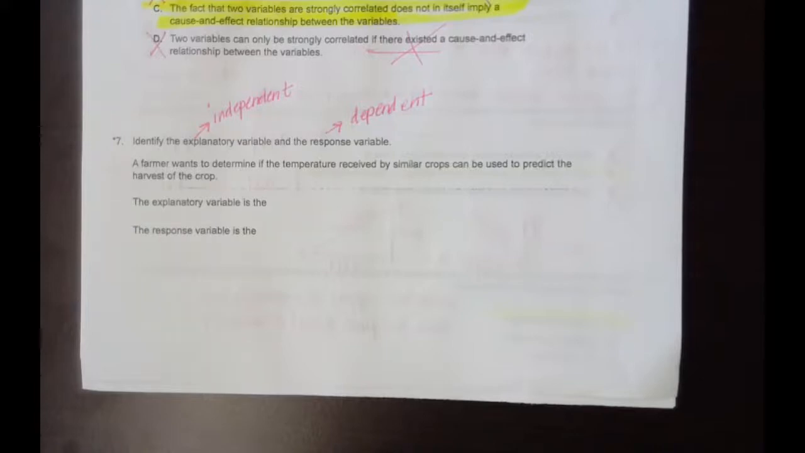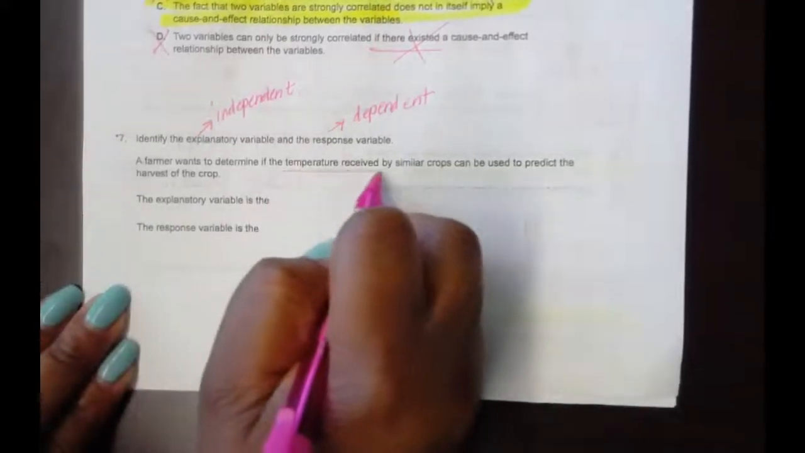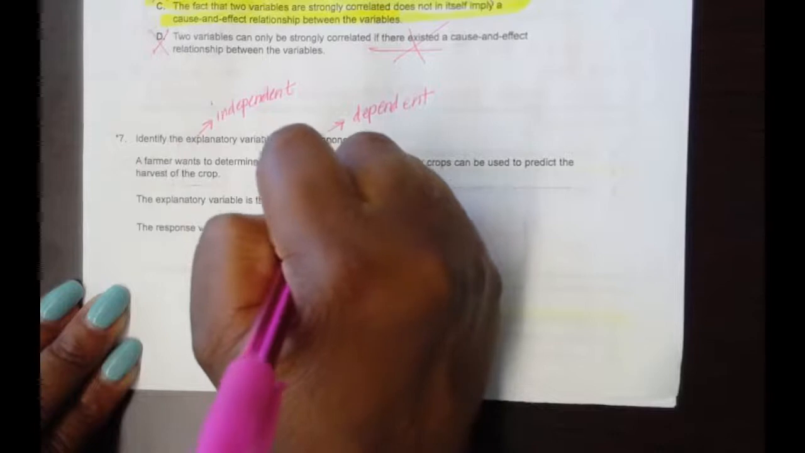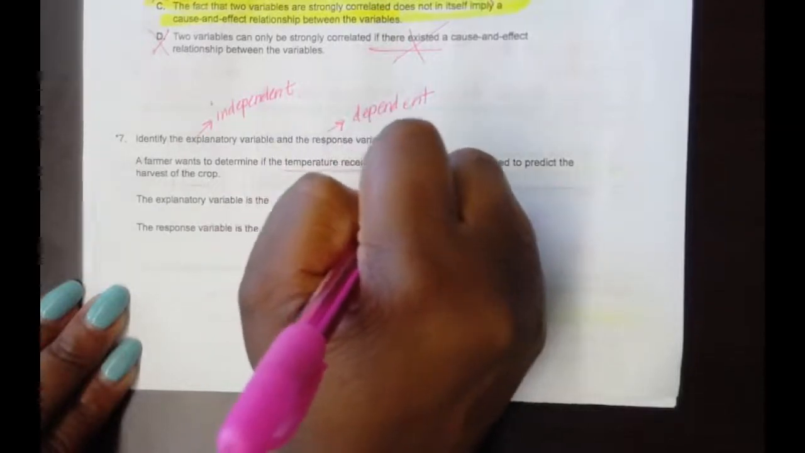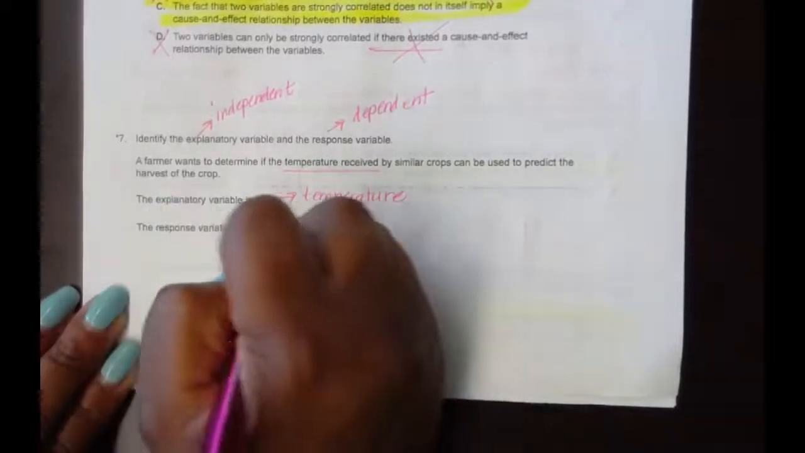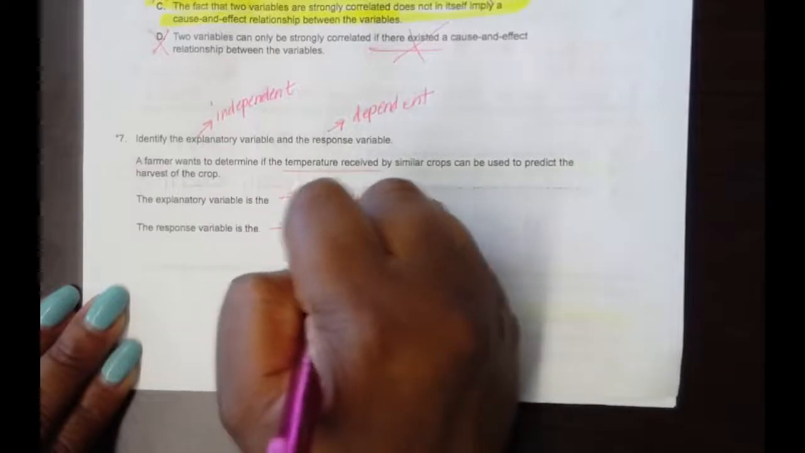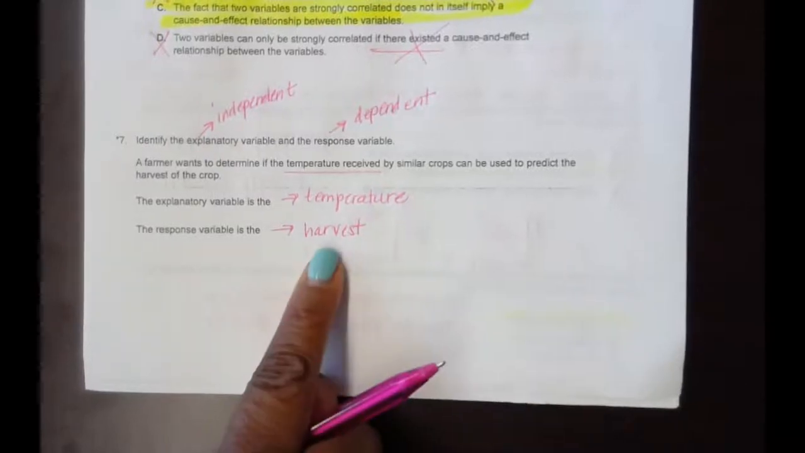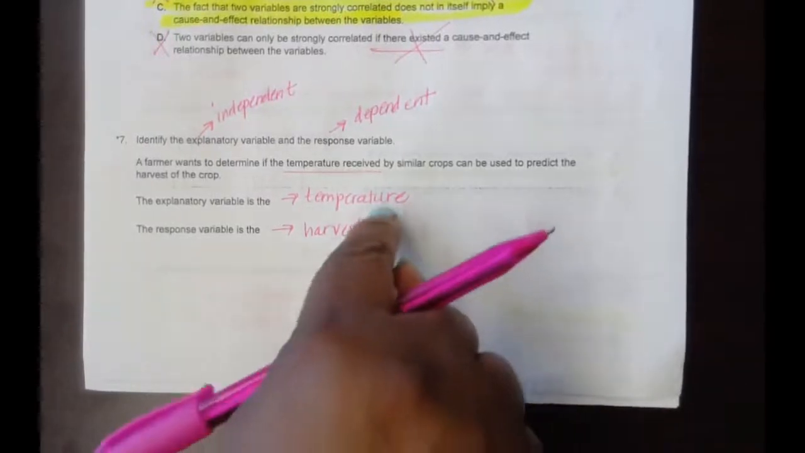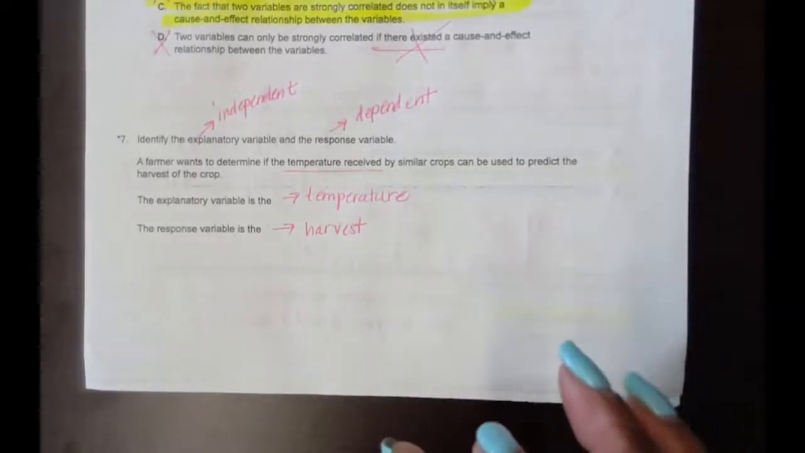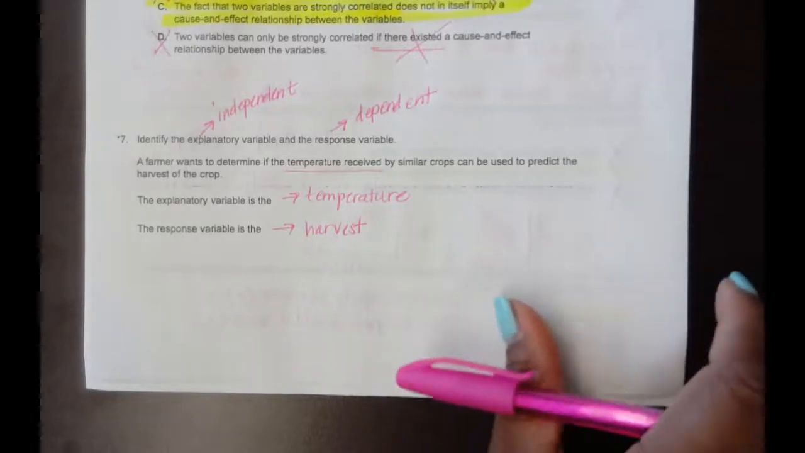If you said that the temperature received is independent or explanatory, then you are correct. The temperature. Because the temperature will affect what? The harvest crop. So the temperature is independent and the harvest is dependent. It depends on the temperature. The temperature doesn't depend on the harvest. All right? Let's continue. All right. Number 8.